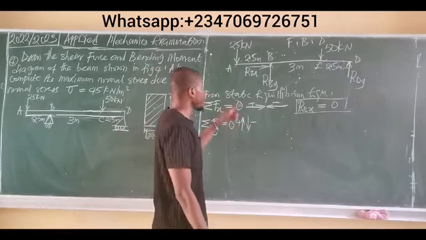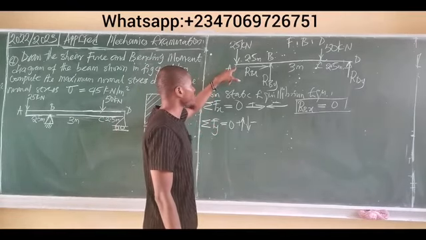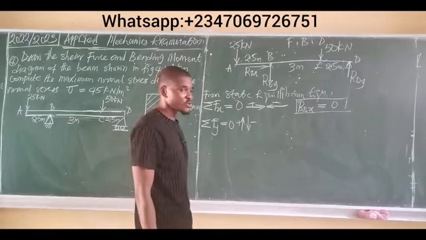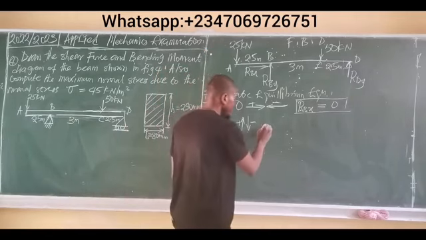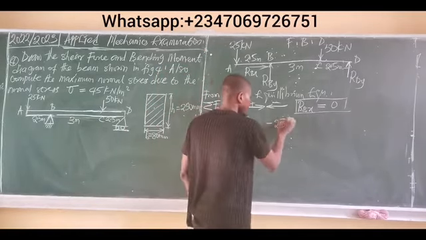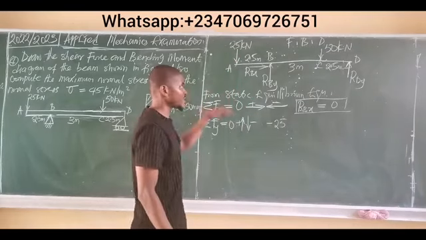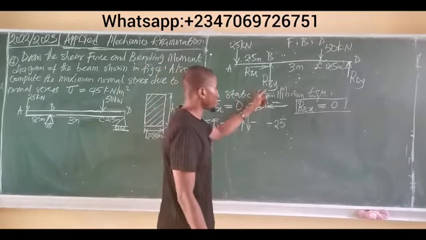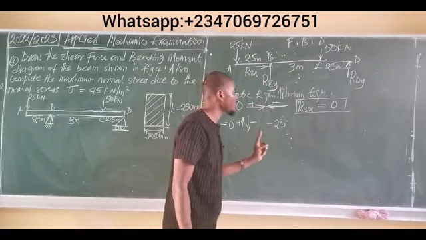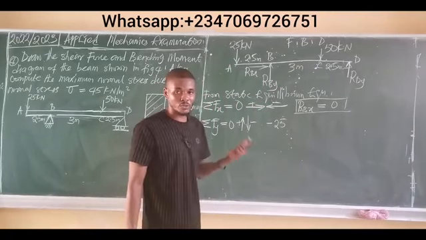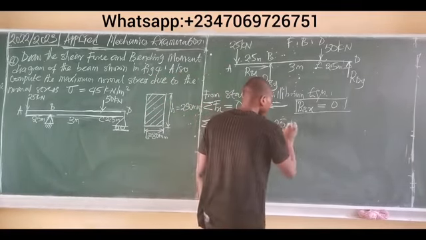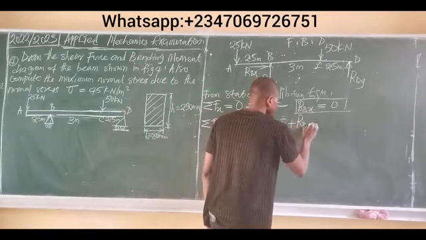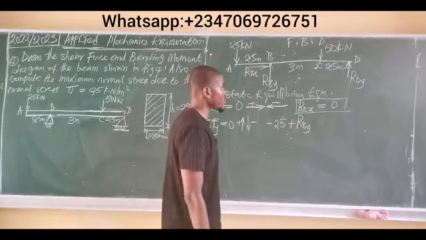So let's start now. At point A, we have a 25 kilonewtons force acting downward, so it is negative. You indicate minus 25, minus because this force is acting downwards. Moving down to point B, I have RBY pointing upwards, so this force is a positive force. So you indicate plus RBY, acting upwards, so it is positive.